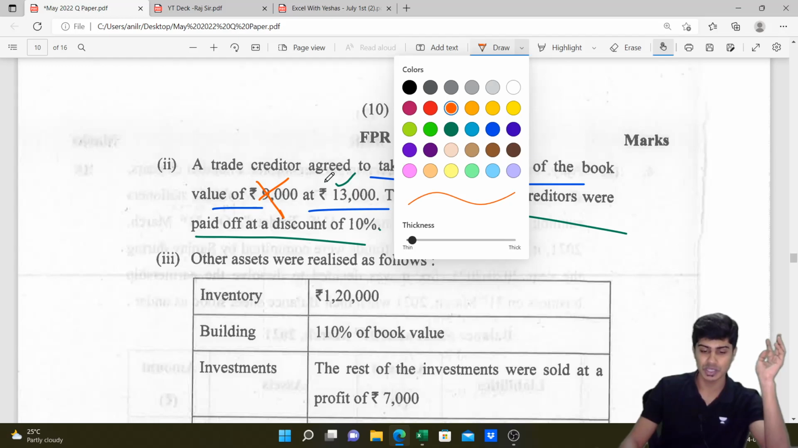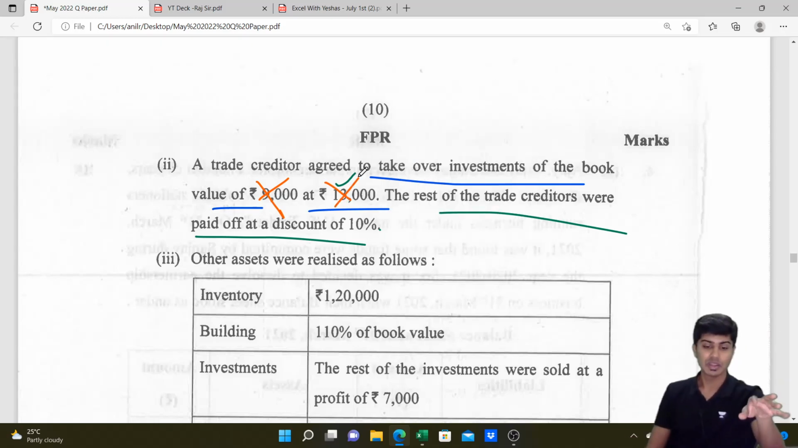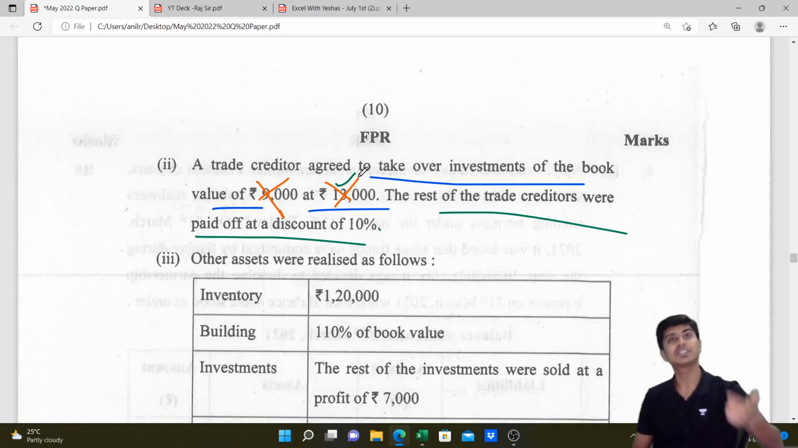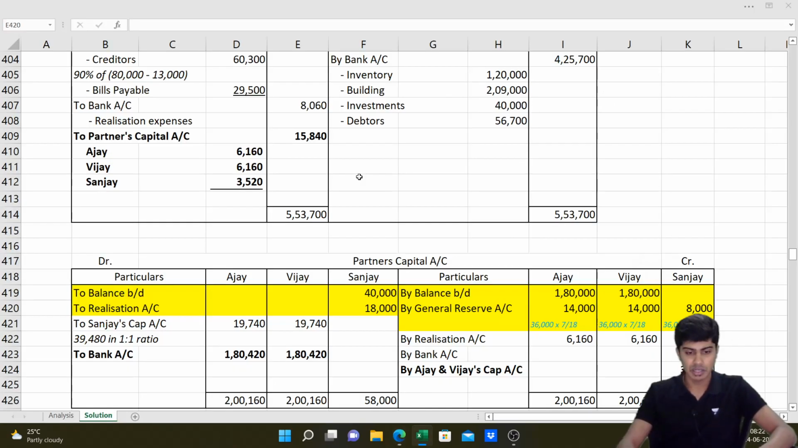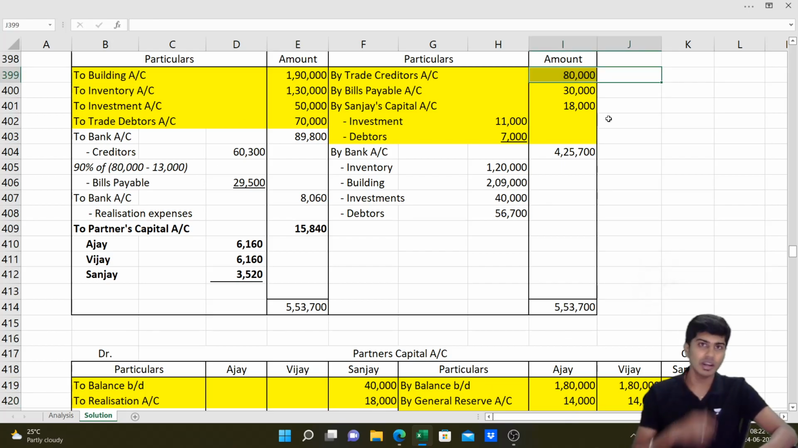Oops, what do we do? Total creditors will deduct 13,000. On the balance money, we pay a 10% discount. So now, how much is the creditors? If you observe carefully, creditors is 80,000. Against 80,000, 13,000 is already decreased.